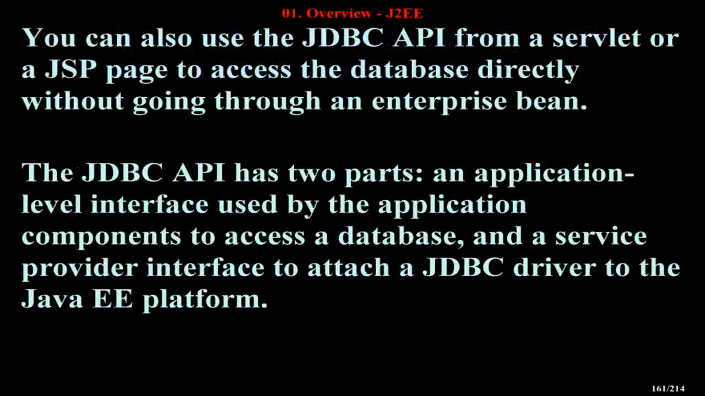The JDBC API has two parts: an application-level interface used by the application components to access a database, and a service provider interface to attach a JDBC driver to the Java EE platform.